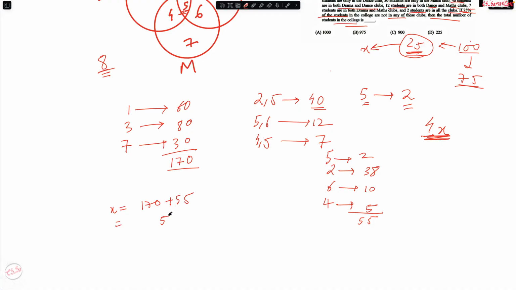5 plus 7 is going to give you 12. So 2 and 1 comes over here. This becomes 2, right? So x becomes 225. Very good. 225 times 4 is going to give you what? 4 times 5 is 20. So it is going to give you 0 and 2 carried. 2 times 4 is 8. 8 plus 2 is 10. So again 0, 1 over here. 2 times 4 is basically 8. 8 plus 1 is 9. So the answer over here is going to be 900.